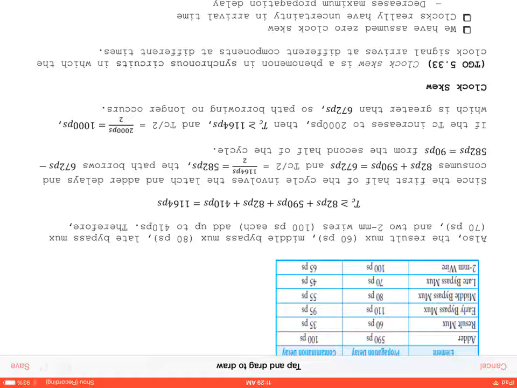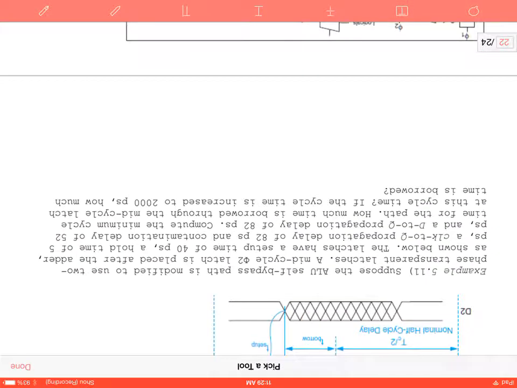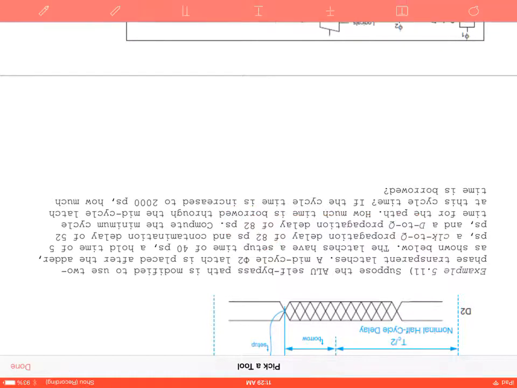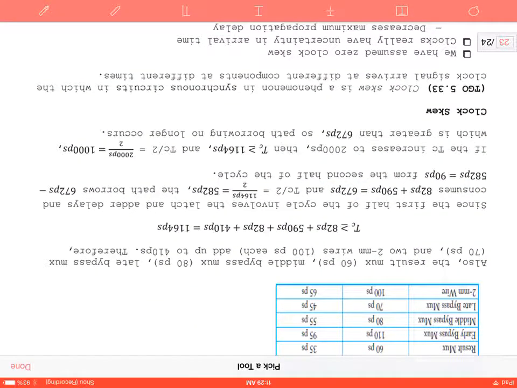Where'd you get the 82 picoseconds from? It's stated in the problem. I'm going to scroll up here for a second for those of you watching on the video later. We've defined the clock to Q propagation delay and the D to Q propagation delay. So this is our first phase and that's our second phase. All right. Does anybody have any other questions?